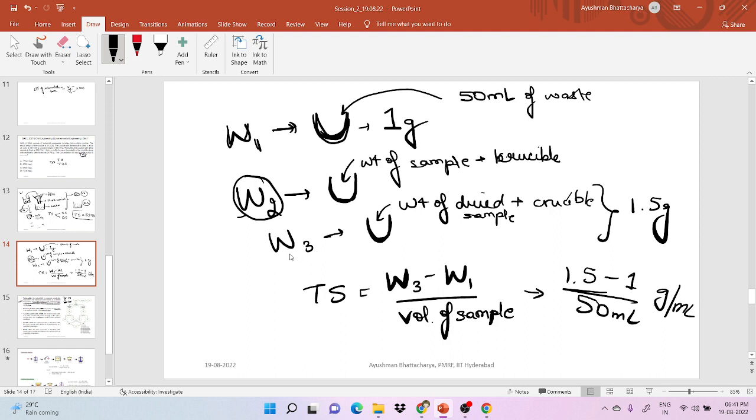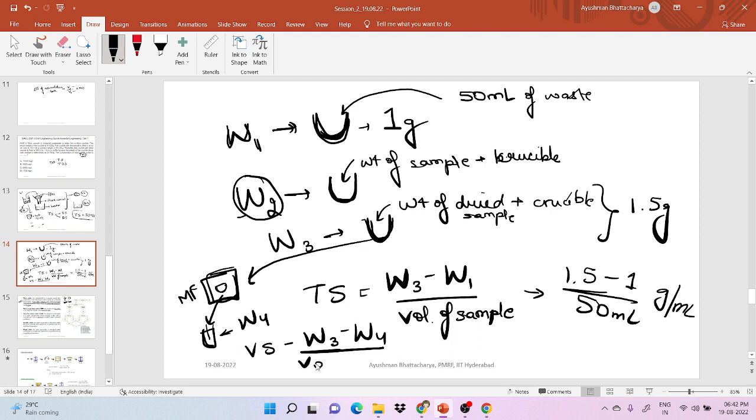Now if you keep this crucible in the muffle furnace at around 550 degrees temperature, then the volatile solids present in it will escape. If you keep it in the muffle furnace and after that weigh it, that is denoted by W4. Some solids will get evaporated since they are volatile, they get volatilized. So volatile solids we will calculate by W3 minus W4 upon the volume of sample.